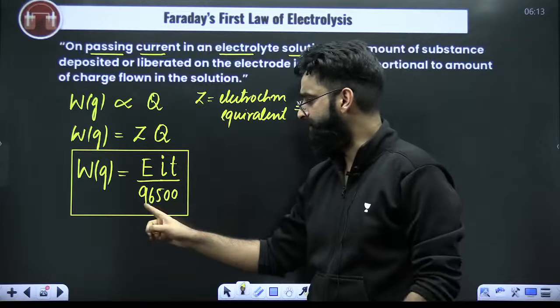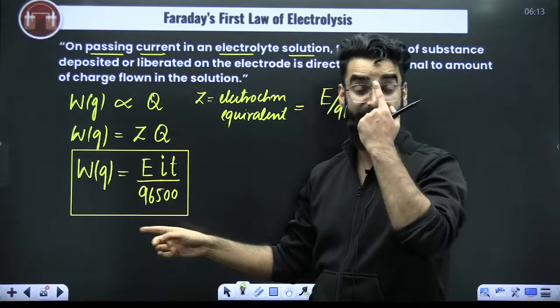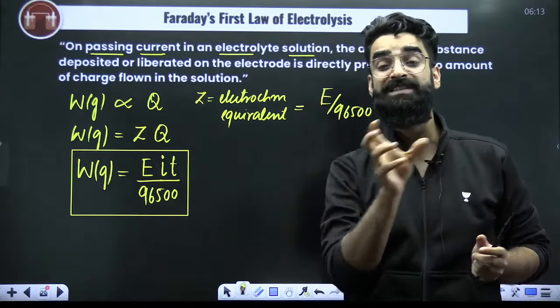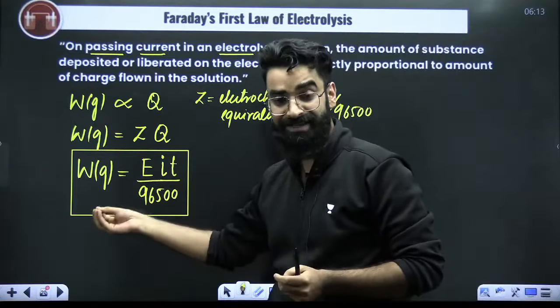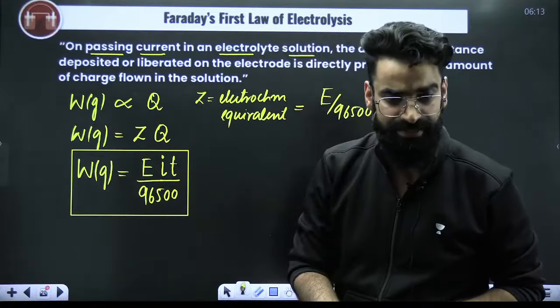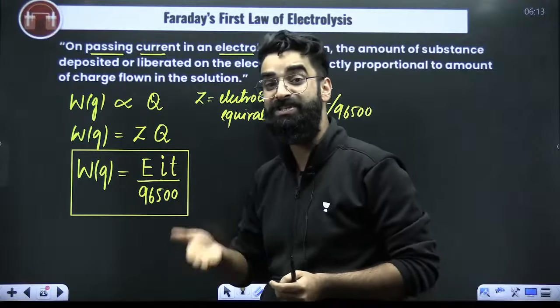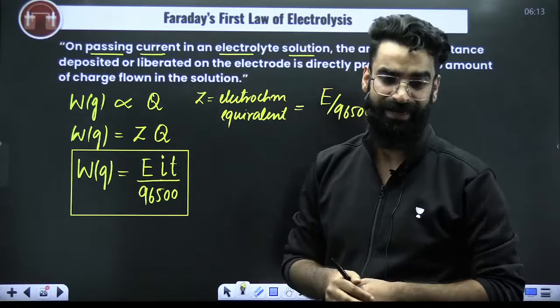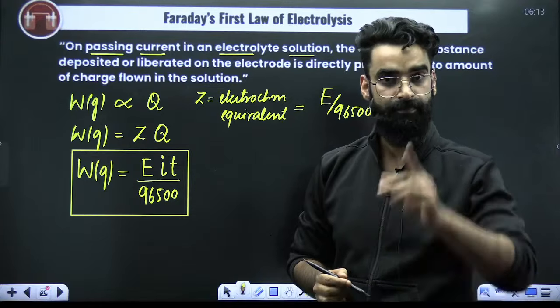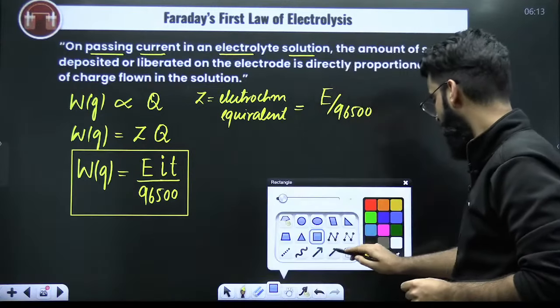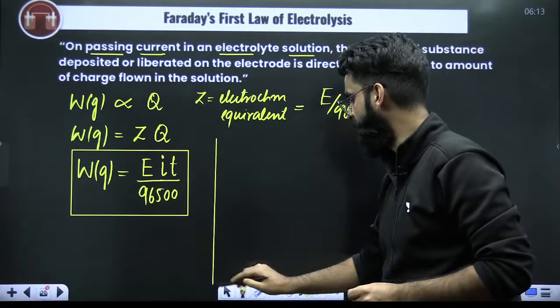With the help of this particular result, we can easily calculate the mass of substance which is being deposited at the electrode. Or we can easily calculate the mass of the gas which is being liberated at the electrode. This is the result number 1. Now result number 2. Have a look.